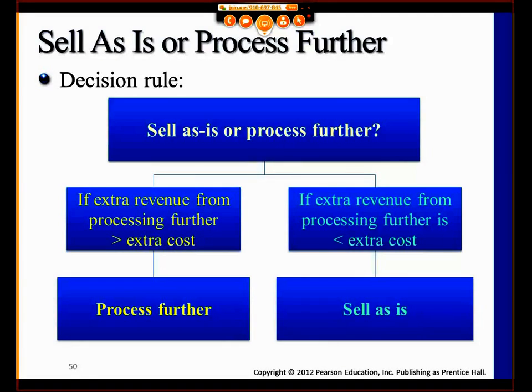So what is our decision rule here? Are we going to sell as is or are we going to process it further? Here we need to look at what is the extra cost, right? That third line, and compare it to one of the first two. So if extra revenue for processing further is greater than extra cost, then we're going to process further. And if extra revenue from processing further is less than extra cost, then we're just going to sell it as is. We will not process it further. That's the decision we just made intuitively, but that's the decision rule here.